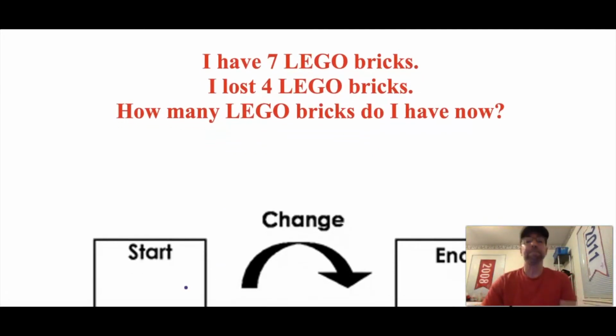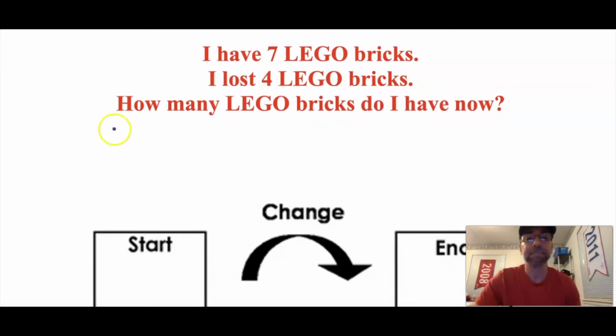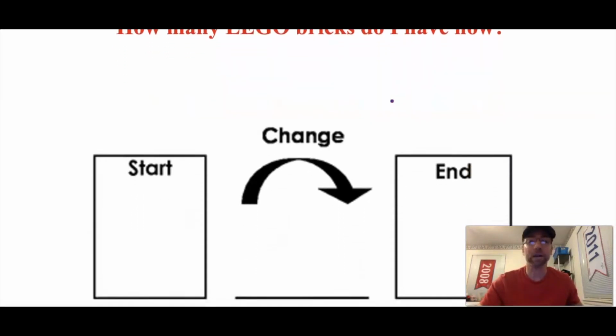So this time, my story says, I have 7 Lego bricks. I lost 4 Lego bricks. How many Lego bricks do I have now? Well, let's go ahead and do our start, change, end. I started with 7. I have 7 Lego bricks. Let's go and write a 7 in our start box.